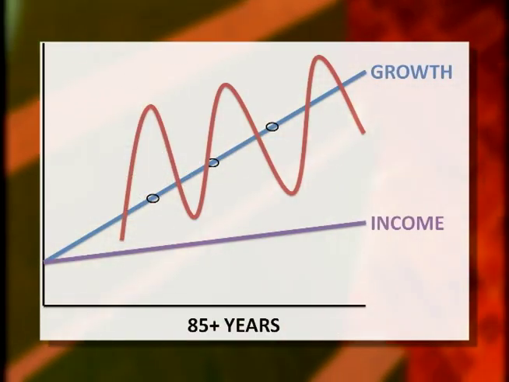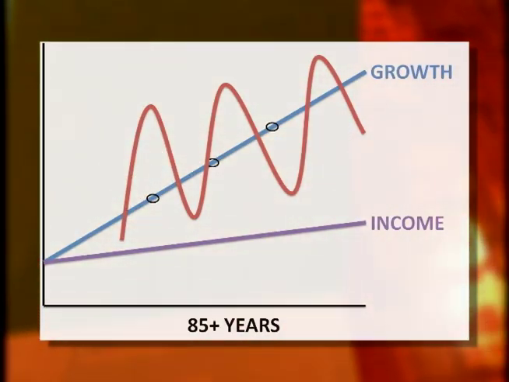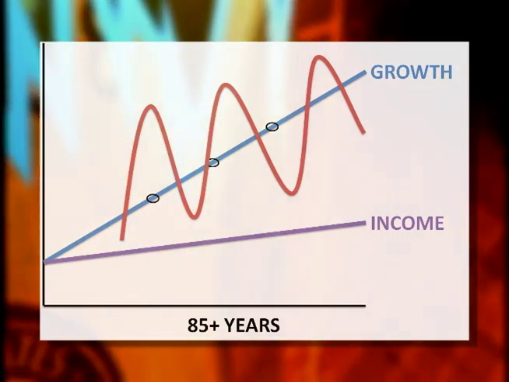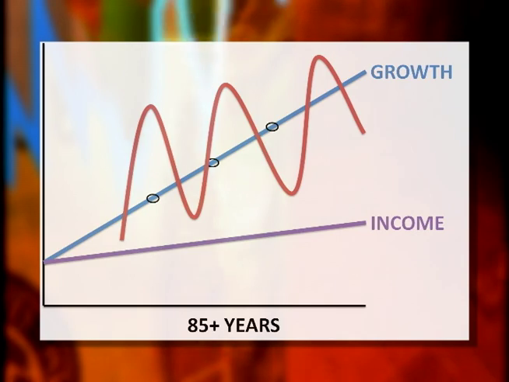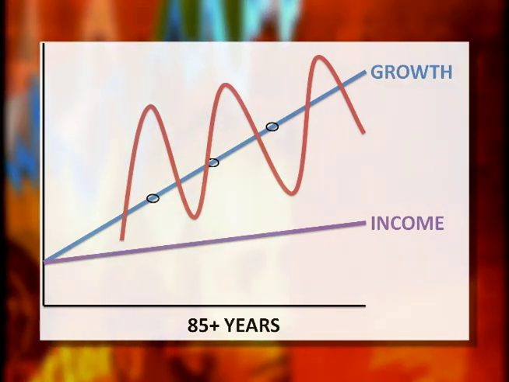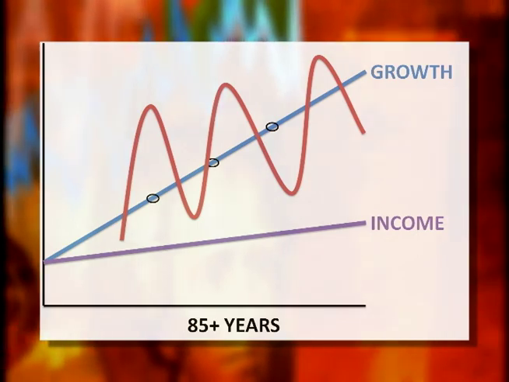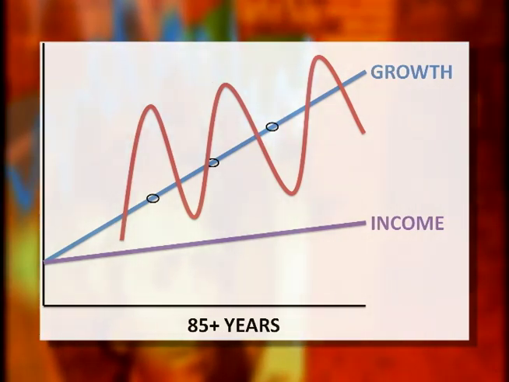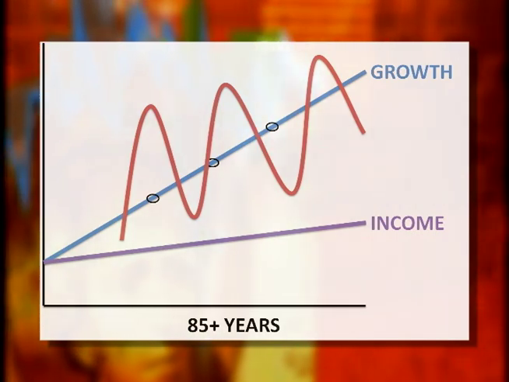On the growth graph, if we look closely, we'll see that there are a lot of ups and downs with growth investments. The stock market goes up and down, real estate prices go up and down, gold prices go up and down, and so it goes. Anything that can grow in value can fluctuate in price over time. This up and down price movement is called volatility.